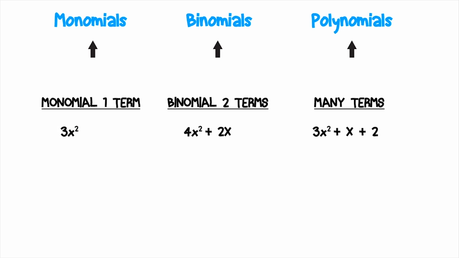Now a binomial is when we've got two terms. So we've got this term here, and we add it to another one, which is this here, which is 2. It's a binomial because it's got two terms.